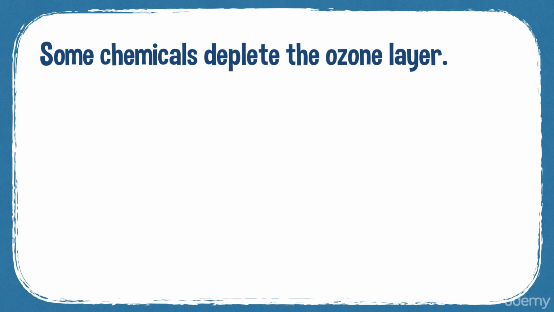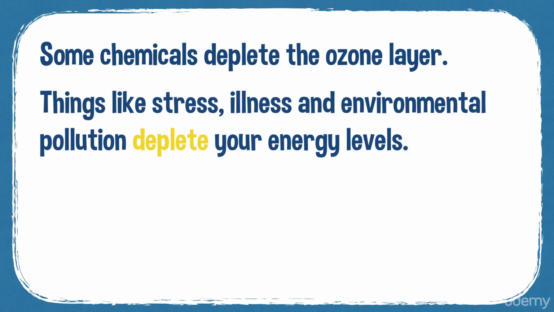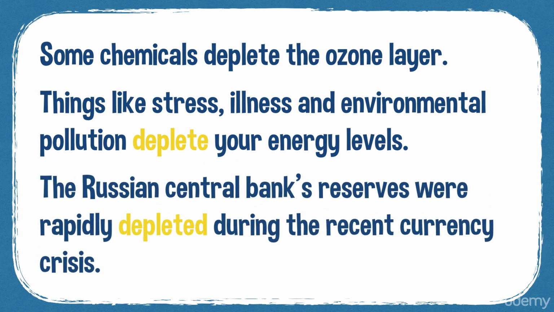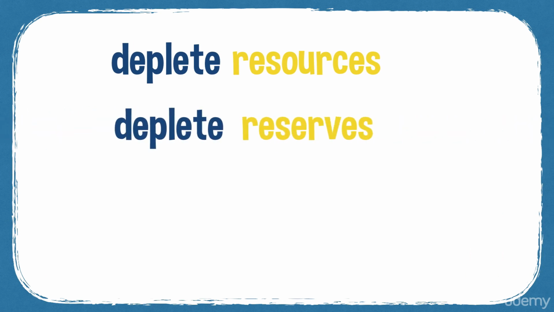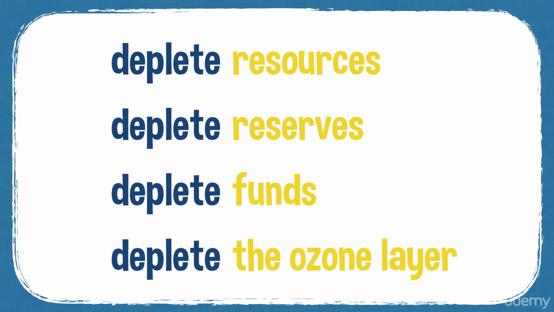So for example, some chemicals deplete the ozone layer. Things like stress, illness and environmental pollution deplete your energy levels. The Russian central bank's reserves were rapidly depleted during the recent currency crisis. So their reserves of money, of dollars, were depleted. So you deplete resources, you deplete reserves and funds, and increasingly, with the environment, these days you deplete the ozone layer too.